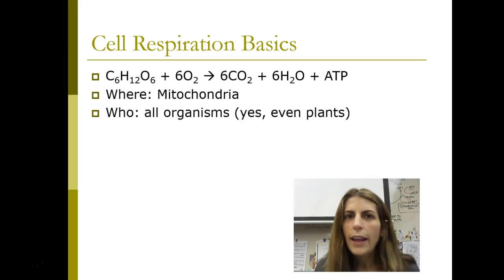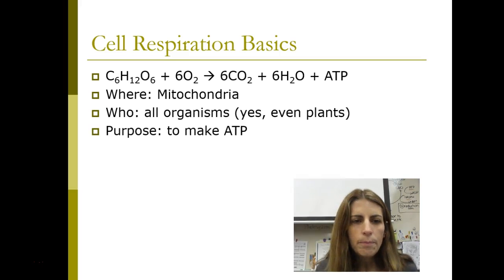Who does it? Everybody, all organisms, yes, even plants. Plants make sugar, then they have to use cellular respiration to break it down. So don't forget that little fact. Do prokaryotes? Prokaryotes don't even have mitochondria. How do they go through cell respiration? Well, they utilize their plasma membrane, and I'll show you how that's done. But even prokaryotes have to go through cellular respiration.